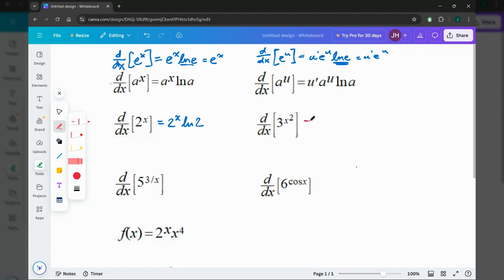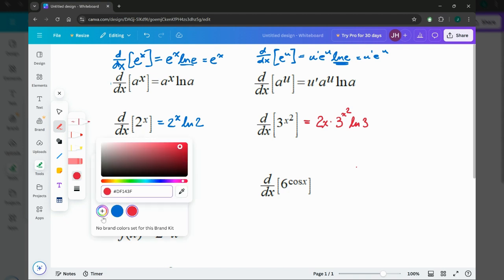So what's the derivative of 3 to the x squared power? The derivative of 3 to the x squared power is 3 raised to the x squared times the natural log of 3. But chain rule says I have to multiply by the derivative of the exponent. So I'm going to multiply by 2x. There's my derivative.